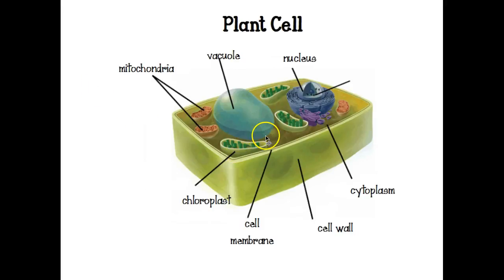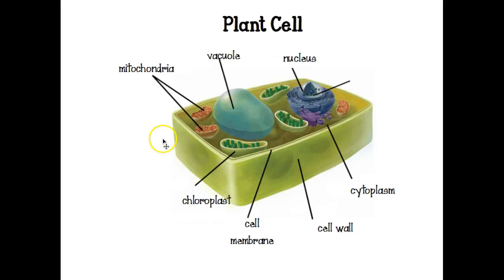Notice that there are multiple of them in the plant cell. The other part that a plant cell has that animal cells don't have is the cell wall. Animal cells don't have a cell wall, and it's because they don't need one. The cell wall actually gives the plant cell strength and structure. It helps it hold its shape, and it's a stiff outer covering for the plant cell.